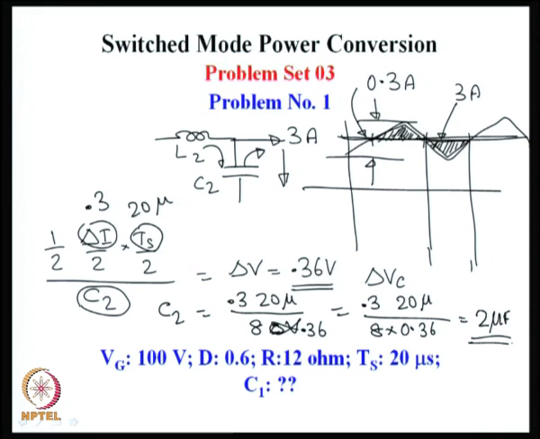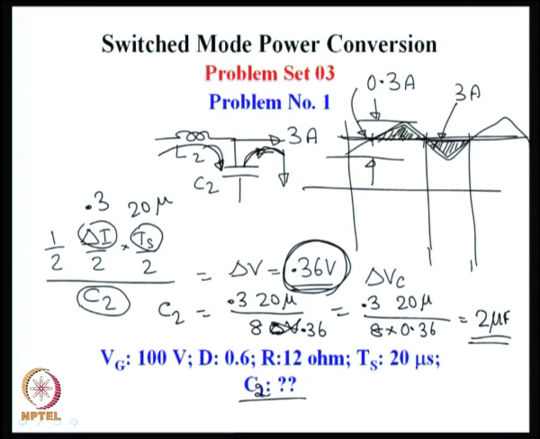So, what I need at the output of the converter is a capacitor C2, which has a value of 2 microfarad, so that the output ripple voltage is 0.36 volts. What we have used in this evaluation to find C2 is the amount of charge coming into the capacitor during the on time and the amount of charge going out of the capacitor during the off time.